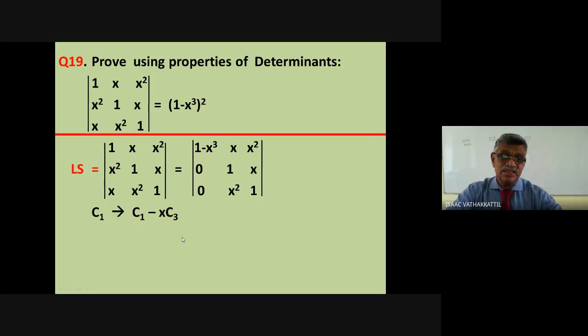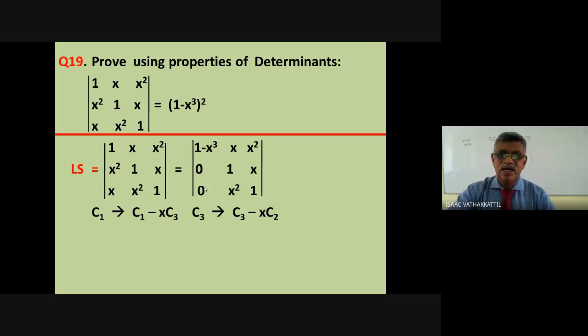If you can guess, this is absolutely fine, because you can make a slight change from your side and modify it the other way also. Again, you will do a similar operation. Here again, that will be nothing but C3 changes to, can you guess? C3 changes to C3 minus x into C2.